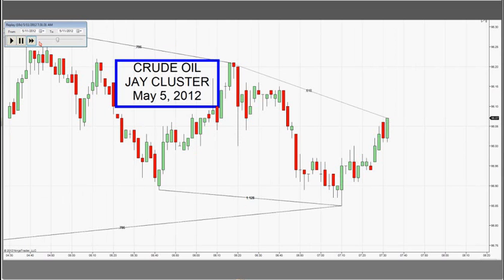Now, what happens is that these lines automatically plot for you, and you see they're live. See, it just said this is a 62% retracement from this leg. So there's the high, there's the low. So it automatically plots that was a 62% retracement.